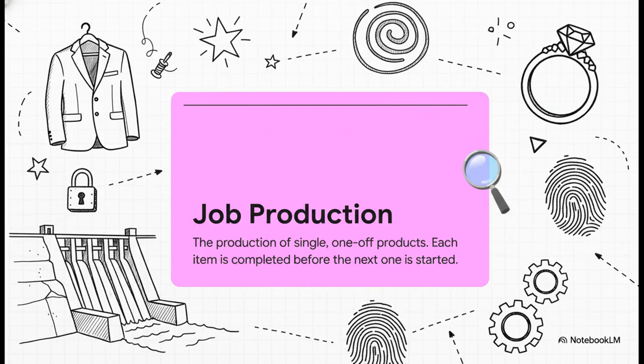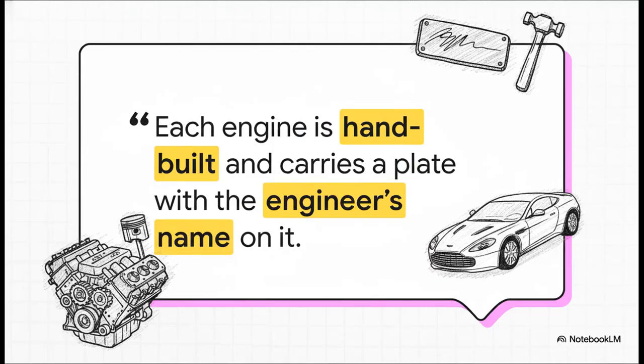Think of a tailored suit, a custom-designed piece of jewelry, or even gigantic engineering projects like a bridge or a dam. This example from Aston Martin just says it all, doesn't it? It perfectly illustrates that sense of pride and craftsmanship. For a brand like that, job production is everything. It's central to their image of exclusivity and quality. Sure, it's slow and expensive, but think how motivating it is for those skilled engineers to see their own name on a finished engine.